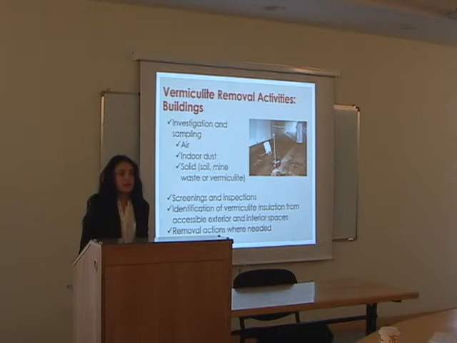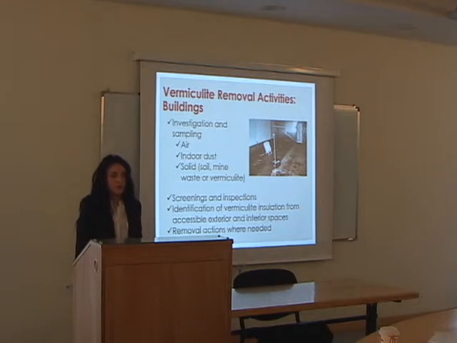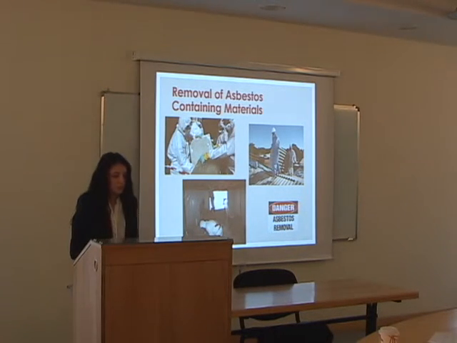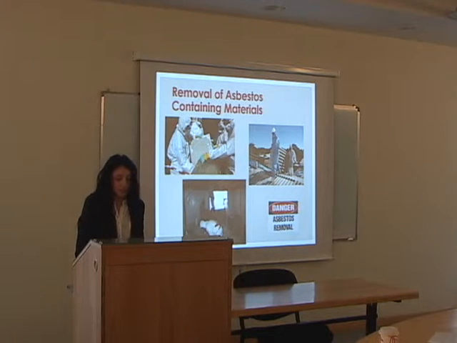In buildings, similar activities were done. First, the experts come and investigate and do sampling. Air, indoor dust, and solid samples were taken. And the screenings and inspections were done in homes and different buildings, and for identification of vermiculite insulation from accessible interior and exterior spaces, and then removal actions were needed. So these are removal of asbestos-containing materials.